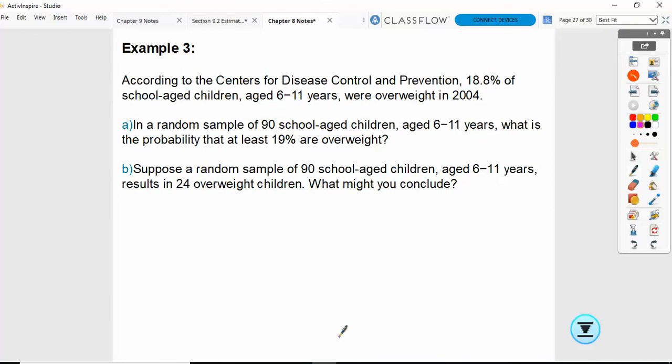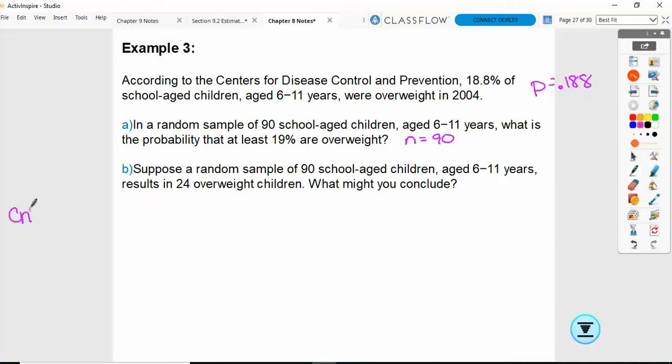So according to the Centers for Disease Control and Prevention, 18.8% of school-aged children aged 6 to 11 years were overweight in 2004. What is this 18.8? That's our P, the proportion from our population, 0.188. So part A, in a random sample of 90 children. So the 90 is my N. What's the probability that at least 19% are overweight?